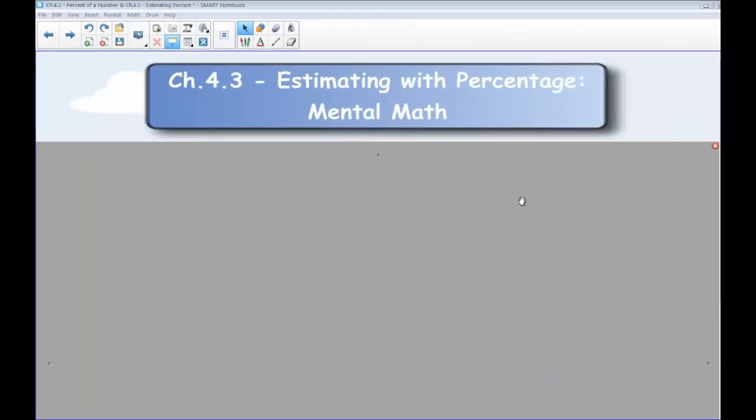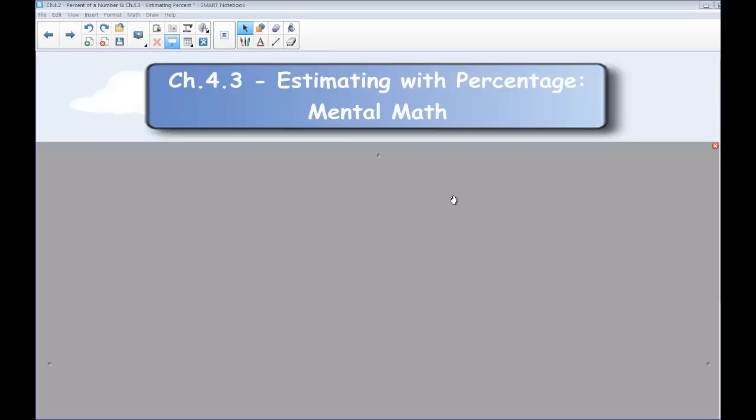Okay, so now we're on to Chapter 4.3, where we're going to learn to use a little mental math to help us estimate some percentages. Now this can be a useful thing to be able to do because you're not always going to have a calculator with you, and often it's not necessary to have an exact value anyway.